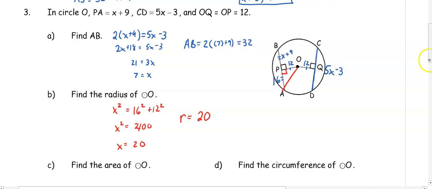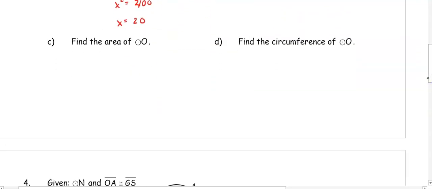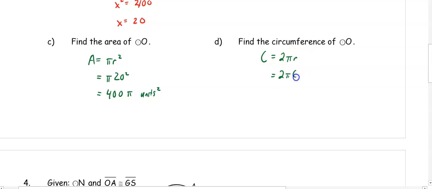Then using the radius, we can find our area and circumference. So remember that area is pi r squared, so we have pi times 20 squared, which gets us 400 pi units squared. For circumference, that is equal to 2 pi r, so we have 2 pi times 20, which would get us 40 pi units.